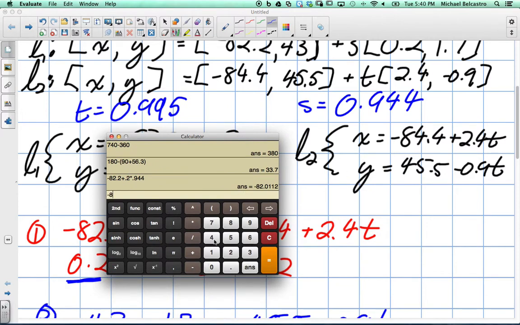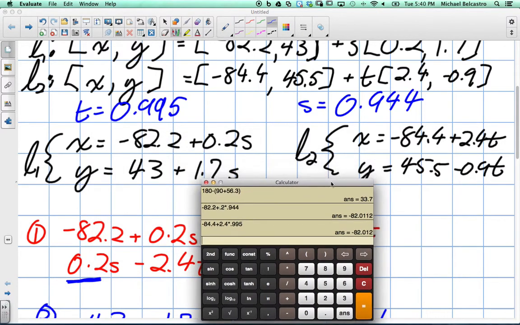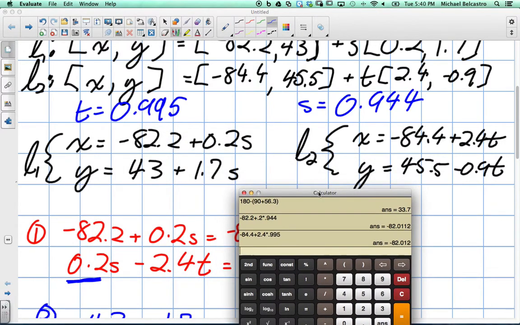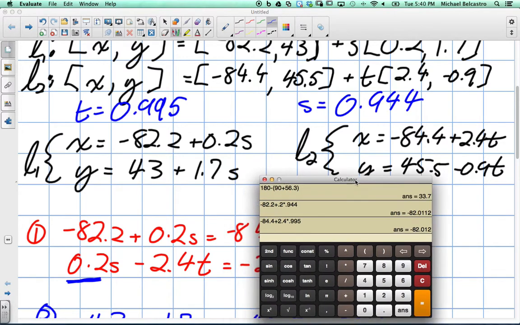Negative 84.4 plus 2.4 times, what's our t value, 0.995. And look at our answers, and there you go. There was a little bit of rounding, but the answer is the same. Our x value is roughly negative 82.012. And then we would do the same with our y values, and they would both check out, assuming that worked out. And that's it.